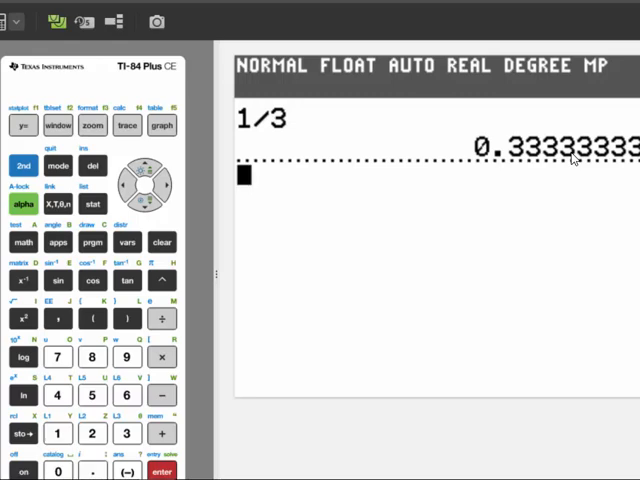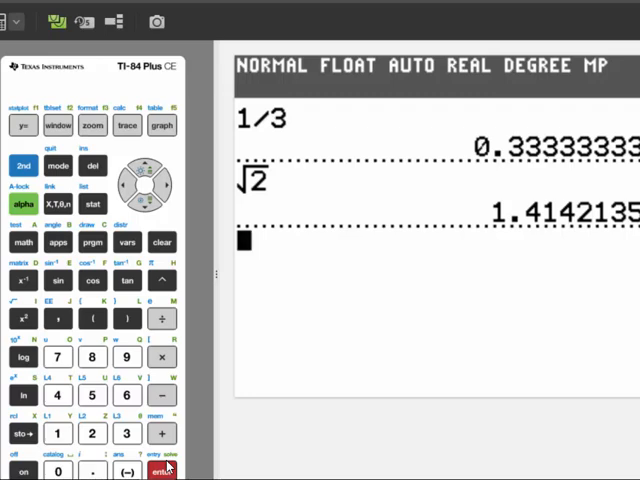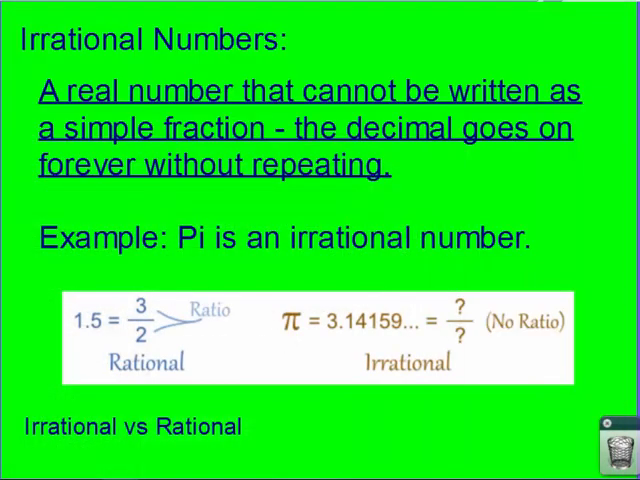But if I did something like the square root of 2, that gives us 1.41421. There's no pattern of repetition here, and it just keeps going forever. The same thing for pi. That is the definition of an irrational number. So we will have some that repeat, and if we can see that there is a pattern of repetition, then it's a rational number. If we can't see that there's a pattern of repetition, then more than likely it is an irrational number.